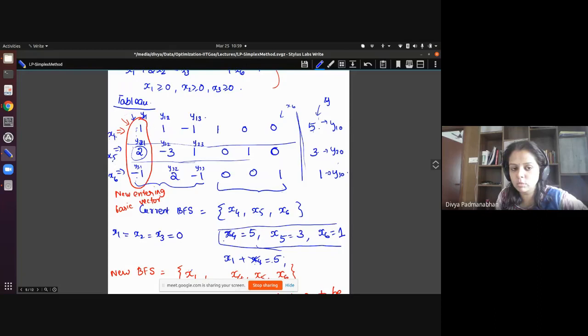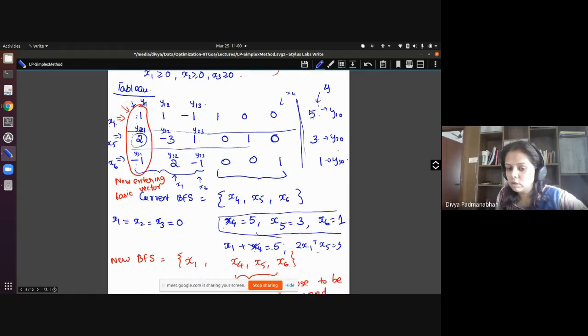Now suppose instead you let x5 leave. All these correspond to the zero non-basic variables. This column corresponds to x2, and this column corresponds to x3, so these are zero. So 2x1 plus x5 would give you 3 from the second row. Yes, 2x1 plus x5 is 3, that's correct. So if x5 was going to leave the system, you would get x1 is 3/2.